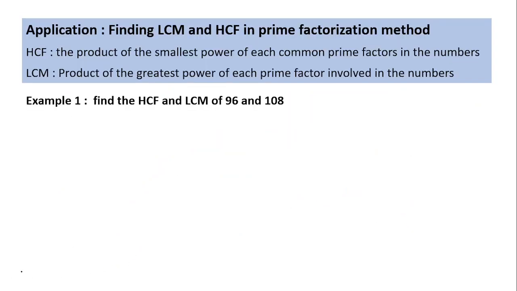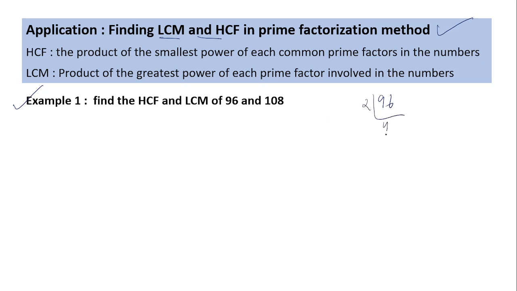Next, the application of the fundamental theorem of arithmetic: finding LCM and HCF by the prime factorization method. We can find the LCM as well as the HCF in the prime factorization method. Through an example we will understand this process. The example is: find the HCF and LCM of 96 and 108. So first find the prime factors of 96.